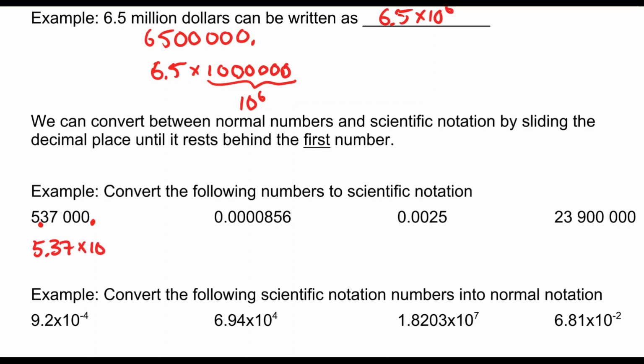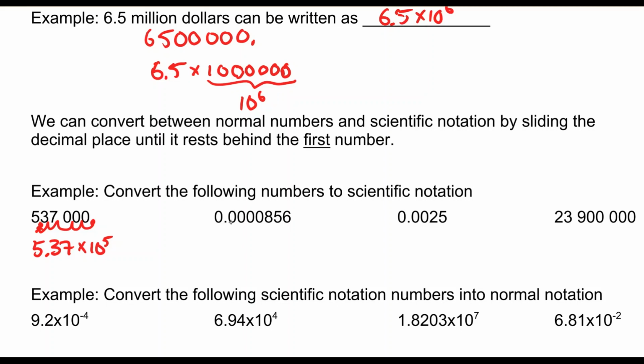Now, the way you think about this is this number right now, 537,000, is bigger than 1, right? So that's times 10 to the positive exponent. How many? We're going to move it 1, 2, 3, 4, 5. We had to move that decimal place 5 times, so it becomes 5.37 times 10 to the 5. So that's how we would write this number in scientific notation.